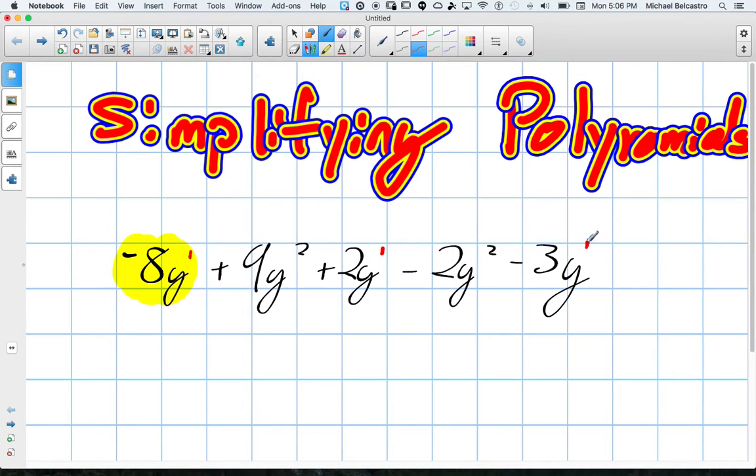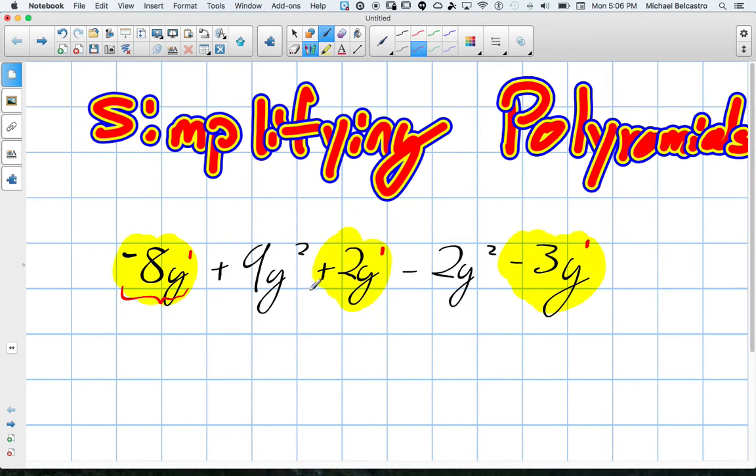Now it's a lot easier to see what our like terms are. We look for a variable with the same exponent. The coefficient, which is the number in front, doesn't matter. So this one has a coefficient of negative 8, y to the power of 1. Here we have another y to the power of 1, so this will be a like term. It has a coefficient of 2. I'm just going to highlight them so we know. And this one's squared, so it's not. And again, this one is y to the power of 1, coefficient negative 3. So these three are like terms.